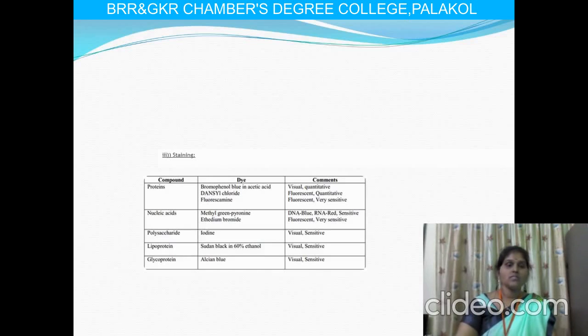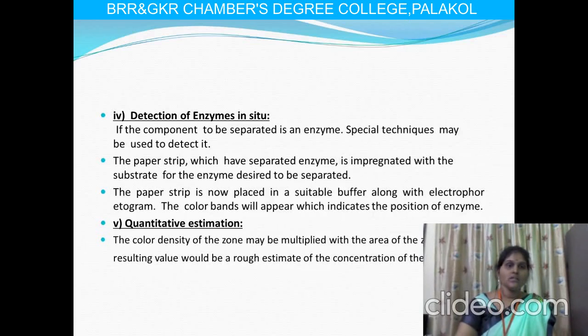Okay, the next one is polysaccharides. For the separation or identification of polysaccharides, we can use iodine. Then for the separation of lipoproteins, we can use Sudan black in 60% ethanol. And for the separation of glycoproteins, we can use Alcian blue, and it is a very sensitive and visualizing technique. And the next one is detection of enzyme in situ. So first we have to take a paper, cellulose paper.